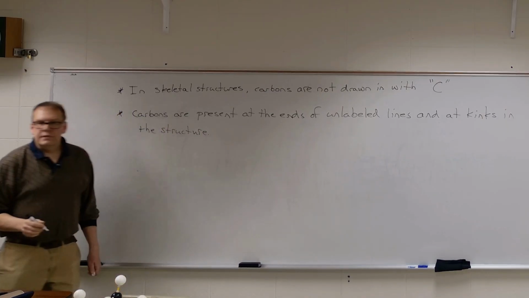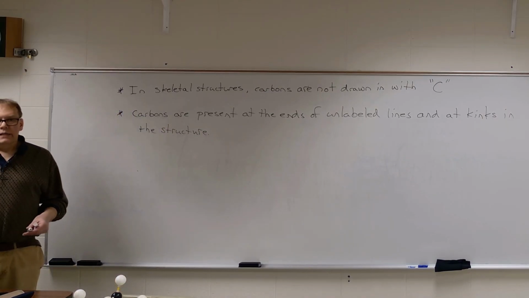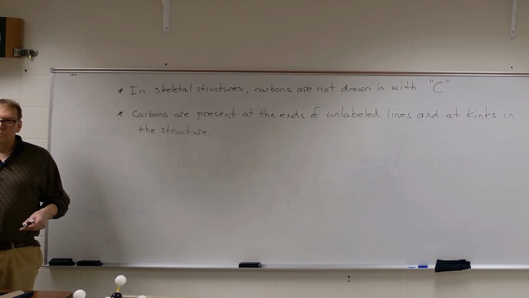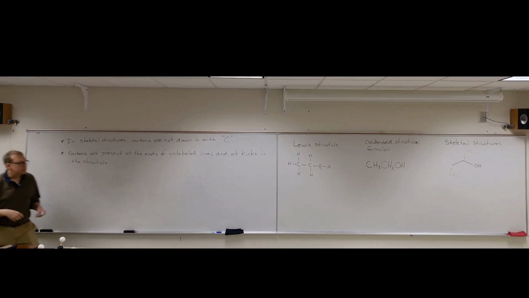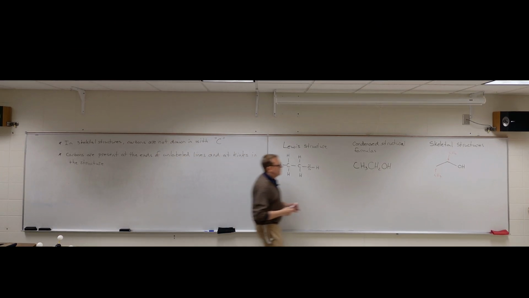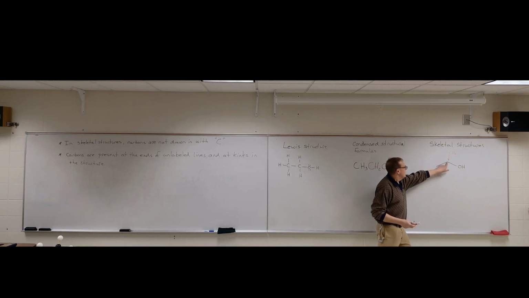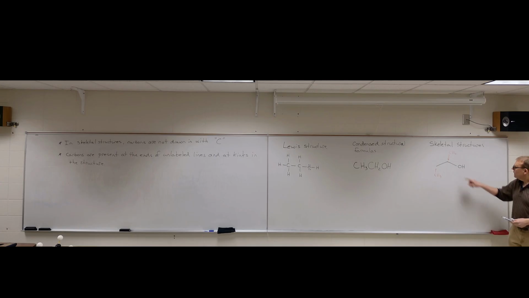So a lot of times these skeletal structures are drawn as zigzagging type structures, and every place where it zigs or zags, where it changes direction and you get a point like this, that's a carbon. There's also a carbon here, but this is not a carbon because it's not an unlabeled line, it's a line to an oxygen. So the way you interpret this is that's a carbon, and then this is the OH.